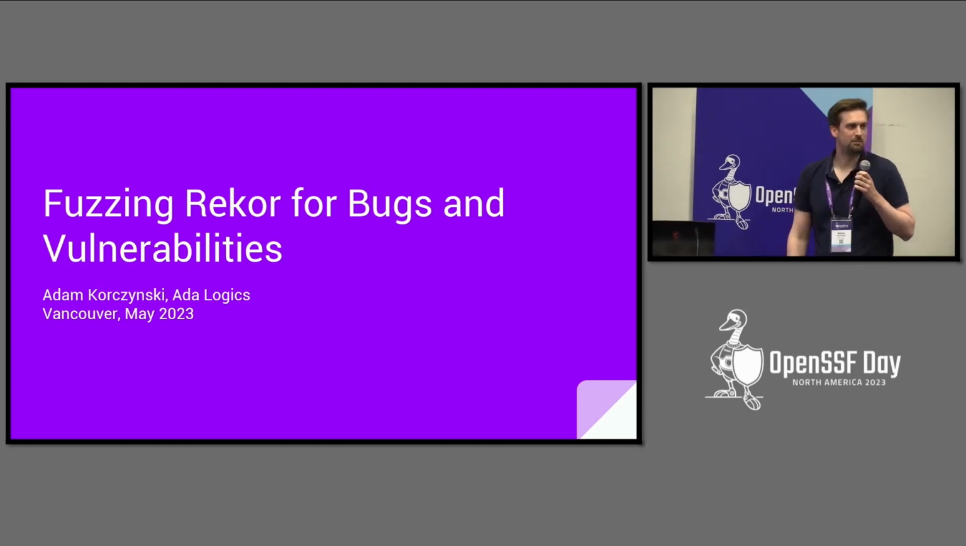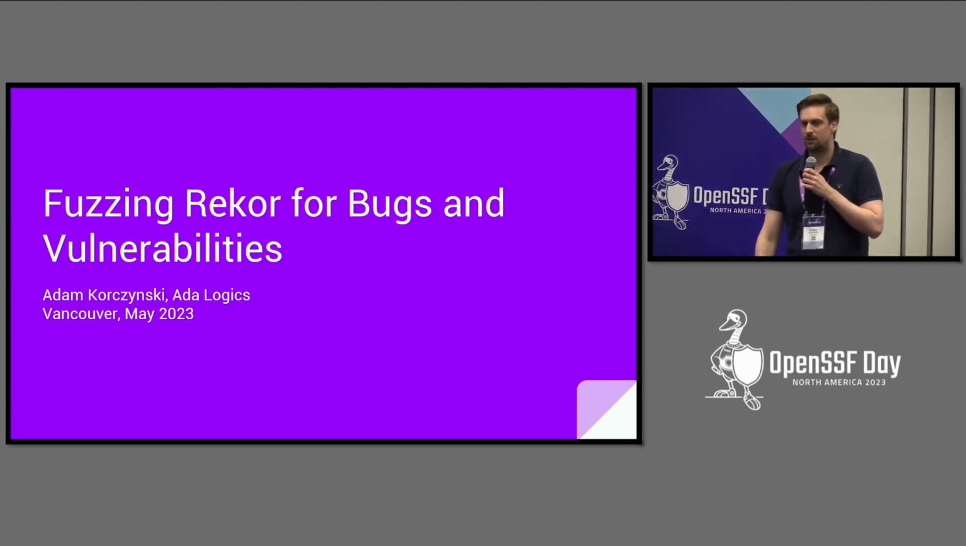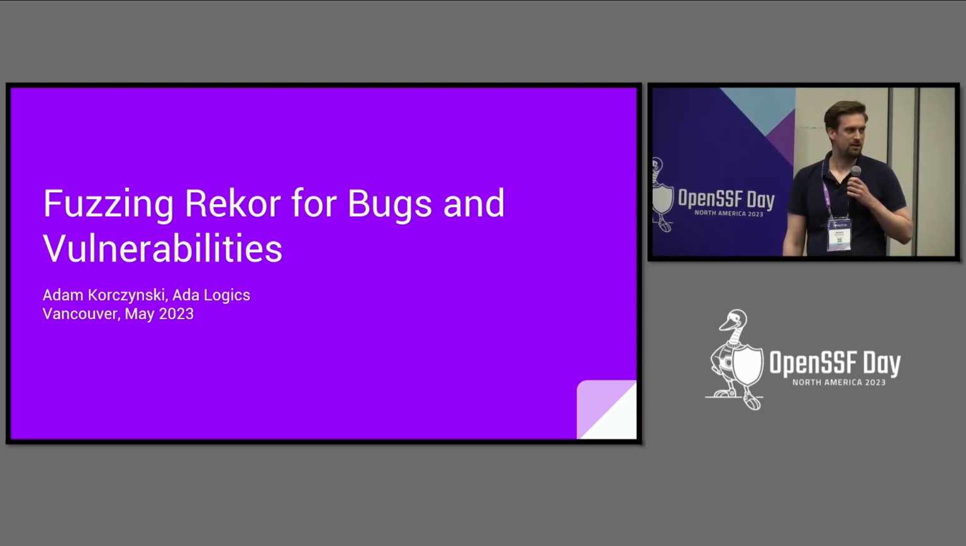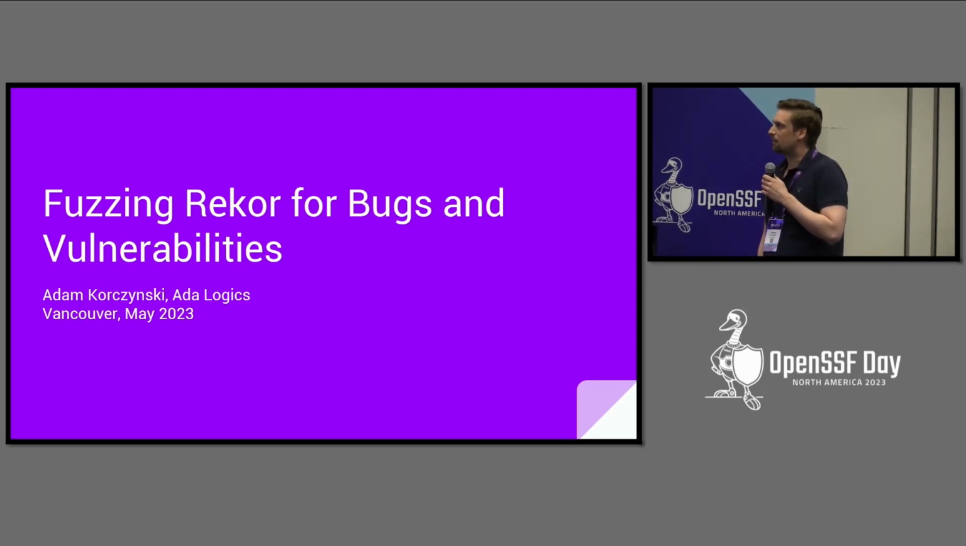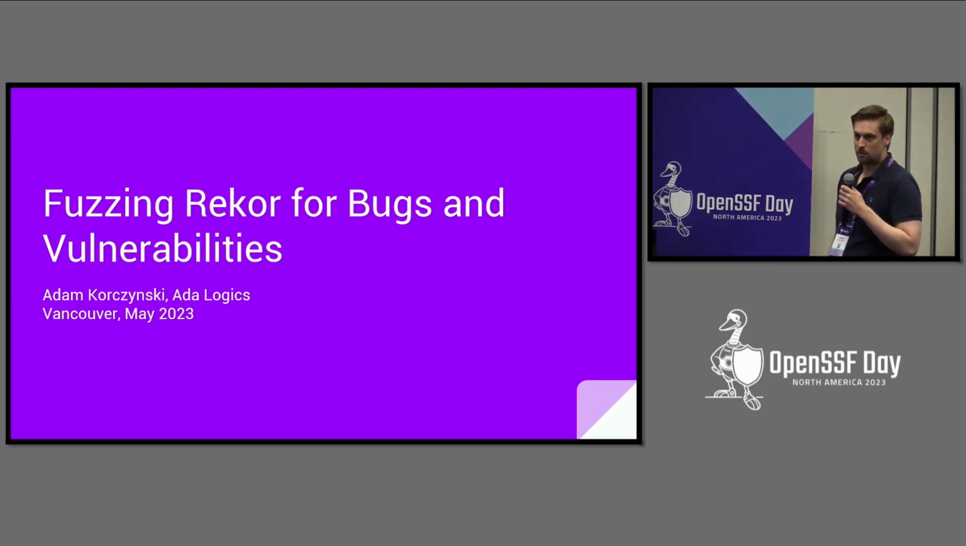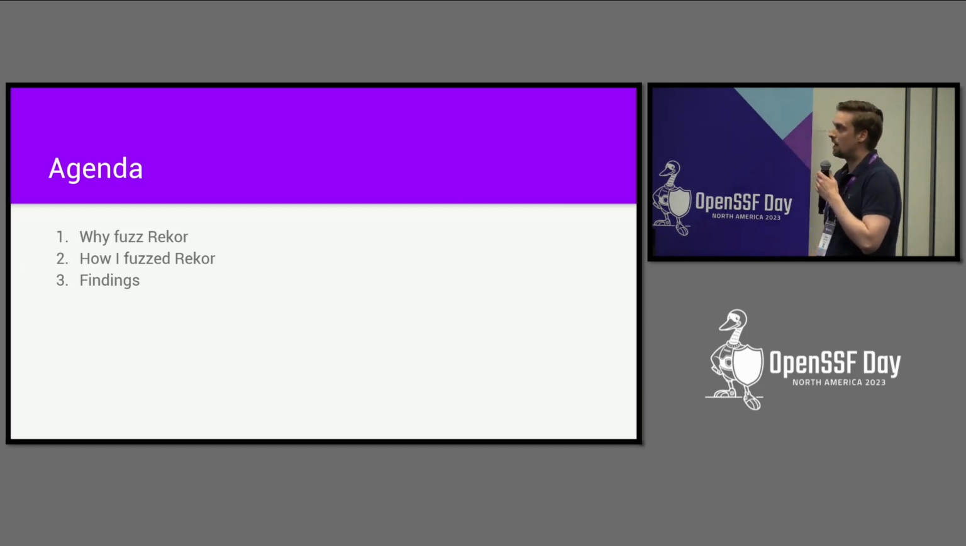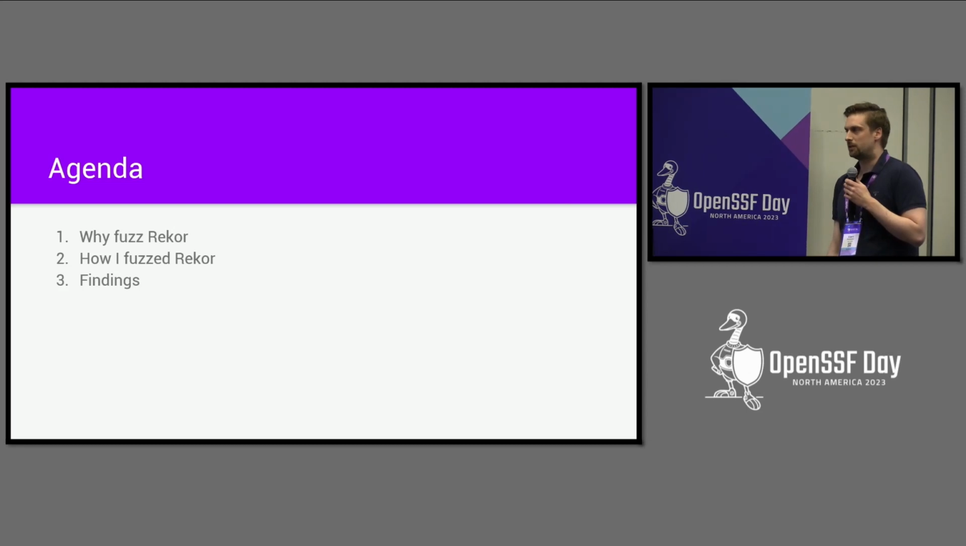Hello, everyone. My name is Adam Korczynski. This is Fuzzing Rekor for bugs and vulnerabilities. Now, there have been a few of the talks and panels today that have highlighted the importance of using tooling in the process of securing the software supply chain. And you could argue that this is a case study of bringing state-of-the-art dynamic analysis tooling into a Sigstore project. The agenda: why you should fuzz Rekor, how I did it, and some of the findings that came out of it.